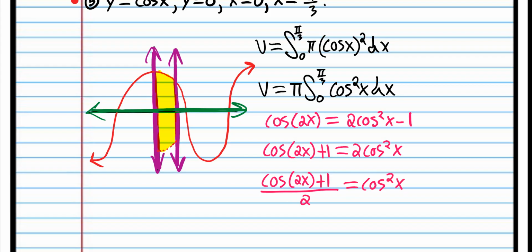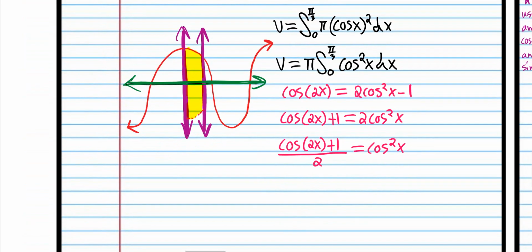So what I did is I found an alternate way to write cosine squared x. Instead of writing cosine squared x, like we have up here, we can change it to cosine 2x plus 1 over 2. The reason we did that is because this expression is going to be easier to find antiderivatives of than this blue expression.